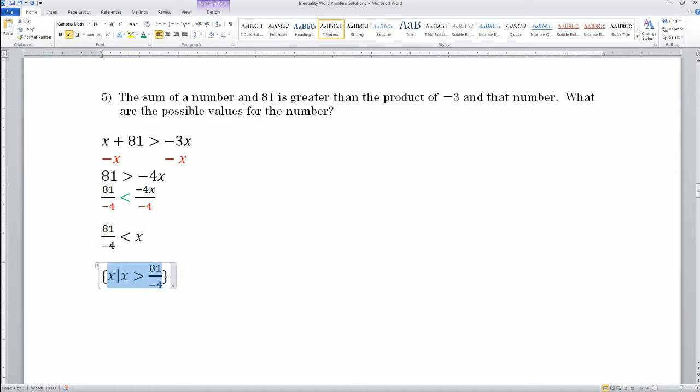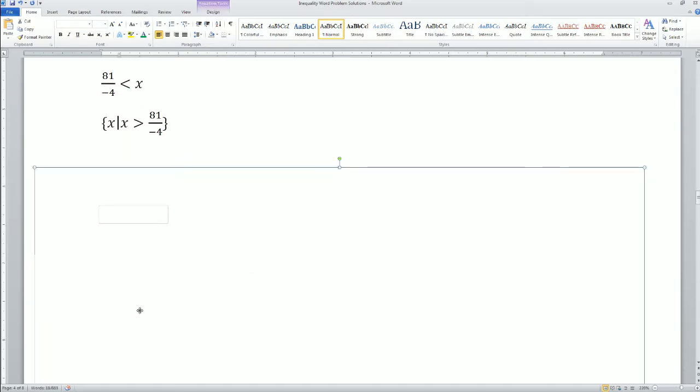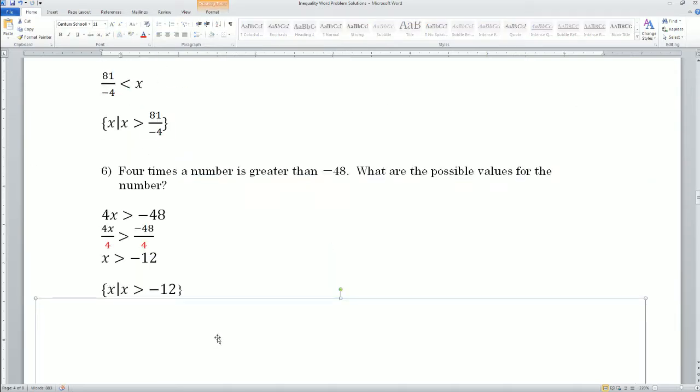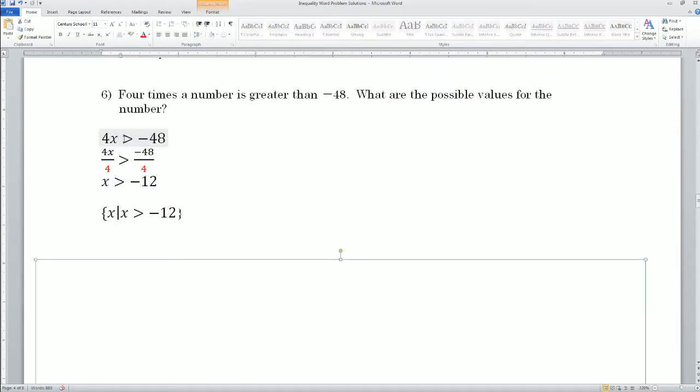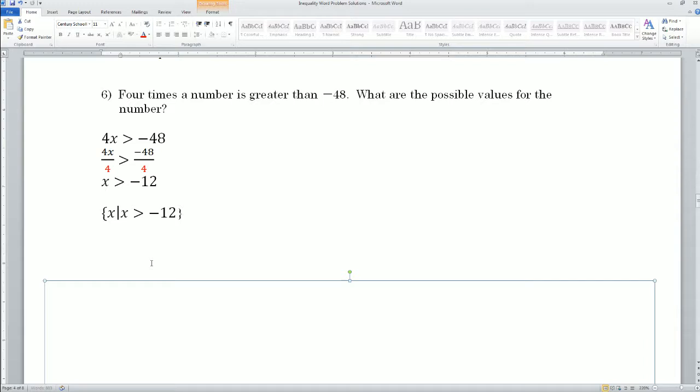I want the variable on the left hand side. Okay. Alright, 4 times the number is greater than negative 48. What are the possible values for that number? Alright, so right here, 4x is greater than negative 48, divide by 4, x is greater than negative 12. Okay, so we say here that x is greater than negative 12. Okay, and it has to be set builder notation because those are all possible values of it.